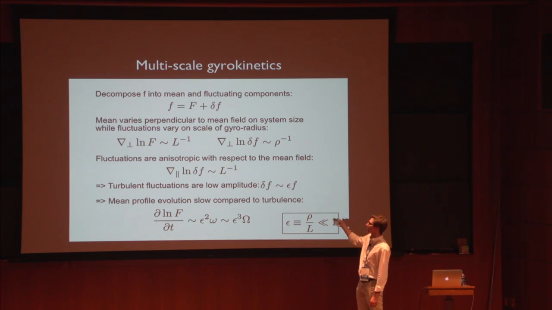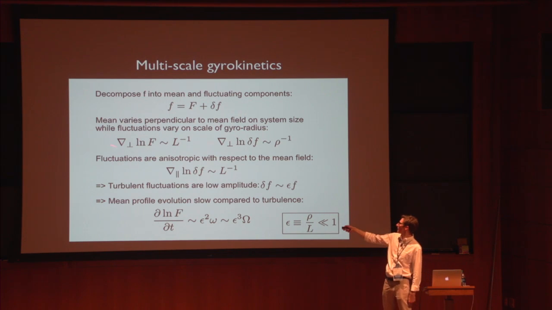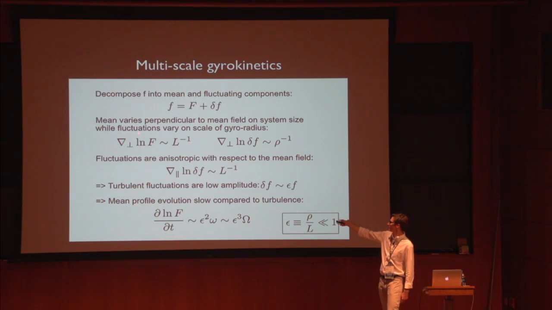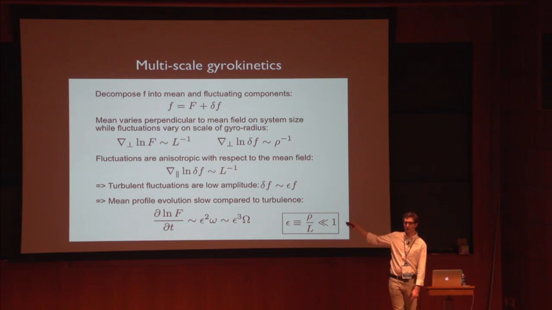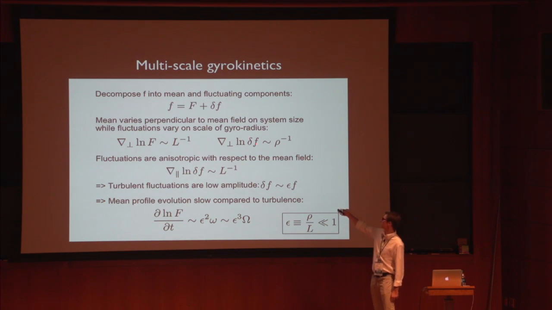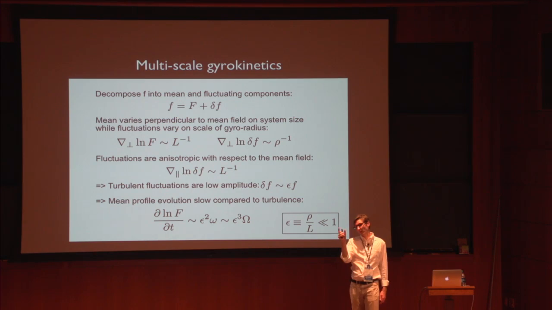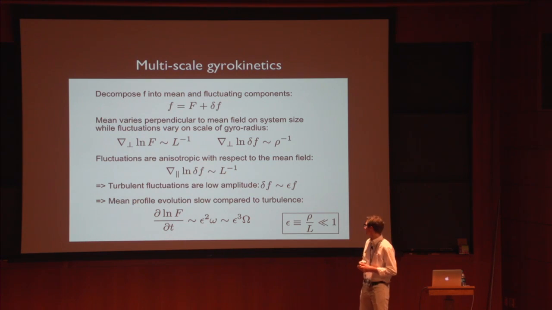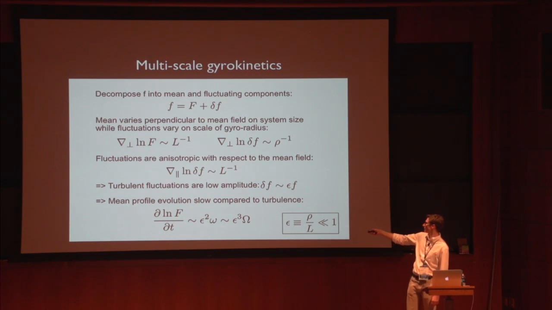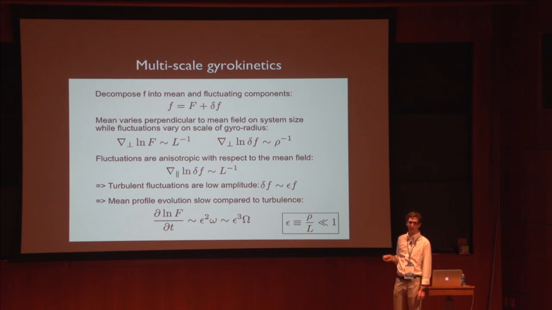And so we're going to take advantage of this difference in scales of the equilibrium and the fluctuations by saying that all the derivatives in space of big F, the mean distribution, are going to vary on the system size L, right? While the fluctuations, at least across the field line, are going to vary with a typical size of the Larmor radius, which we found was the size of the eddies. The anisotropy is going to tell us that along the field line, the fluctuations will vary on the system size, however. And we saw earlier that this told us that the turbulent fluctuations were going to be low amplitude. And furthermore, that the mean profile is going to evolve slowly compared to the turbulence.